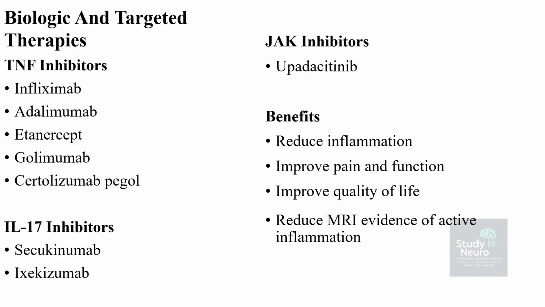Biologic and targeted therapies are used when disease activity remains high despite standard treatment, or when conventional options are not enough. They work by blocking specific pathways that drive inflammation in ankylosing spondylitis. Tumor necrosis factor inhibitors include infliximab, adalimumab, and etanercept, while interleukin-17 inhibitors such as secukinumab and ixekizumab target another important inflammatory pathway. Janus kinase inhibition is another approach, with upadacitinib being an example of a targeted oral therapy.